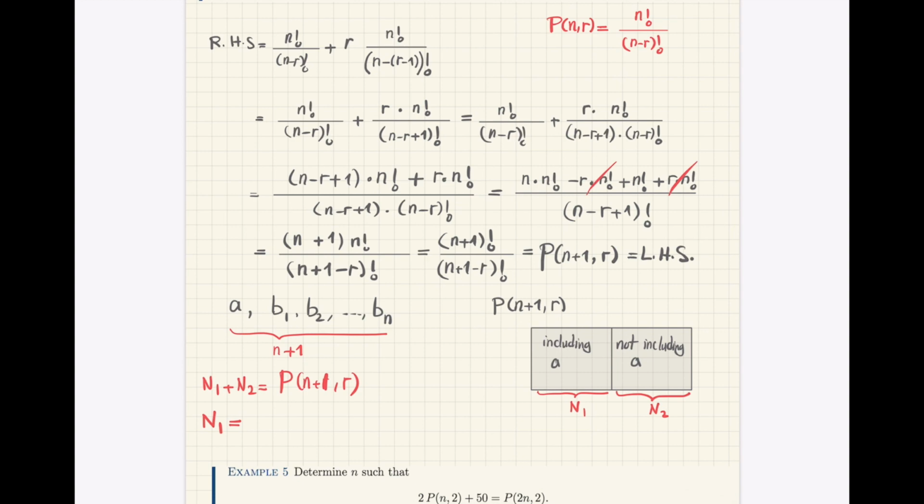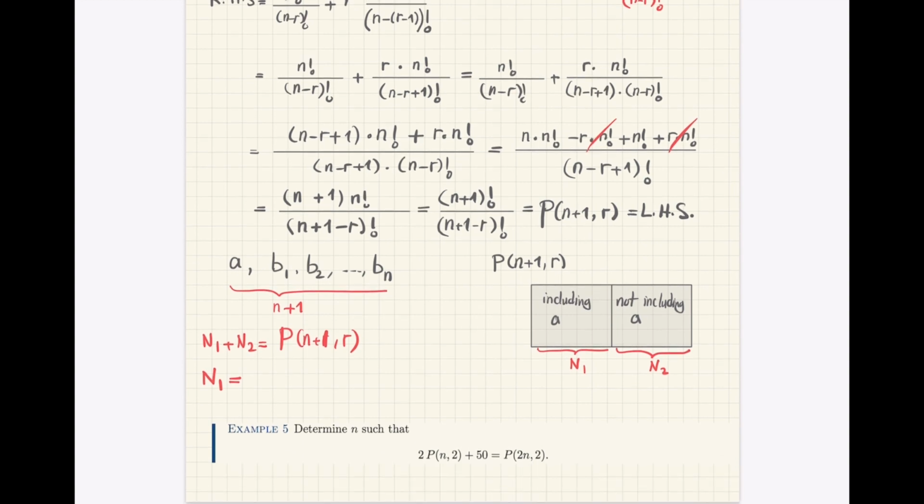No, n1 is harder. Sorry, n2 is easier. How many items are in n2? P, N, R. Exactly. Do you see the point? Let us read it again.